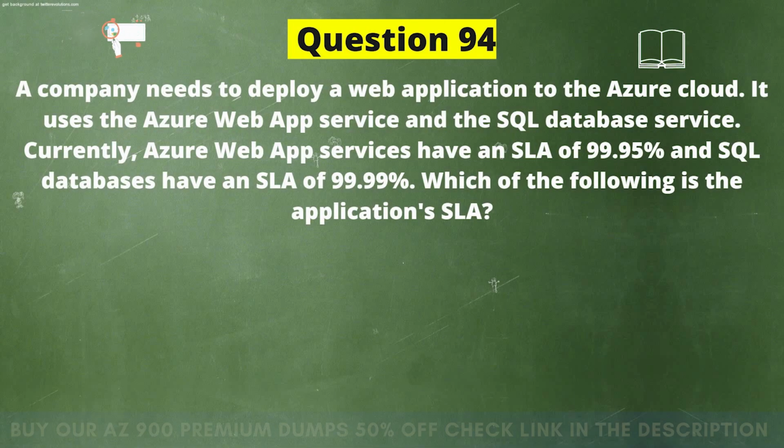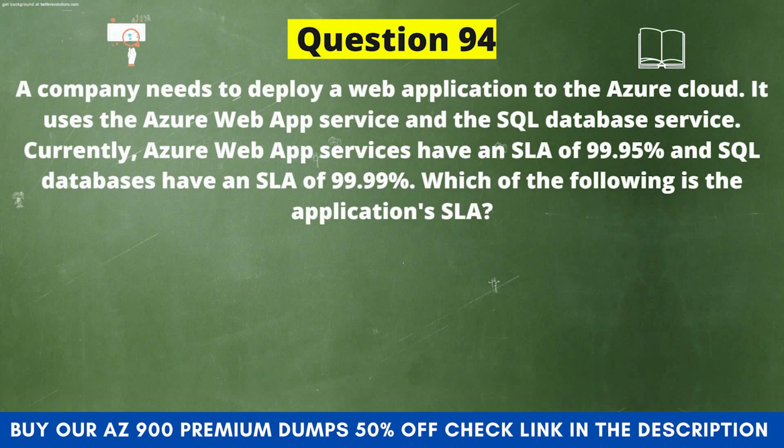Next question. A company needs to deploy a web application to the Azure cloud. It uses the Azure Web App Service and the SQL database service. Currently, Azure Web App Services have an SLA of 99.95% and SQL databases have an SLA of 99.99%. Which of the following is the application's SLA?